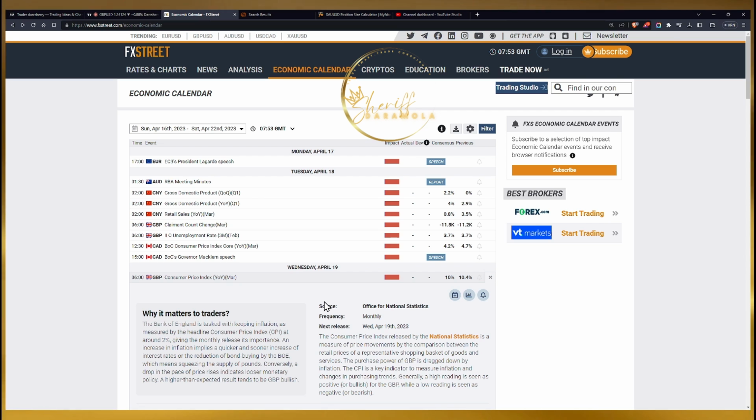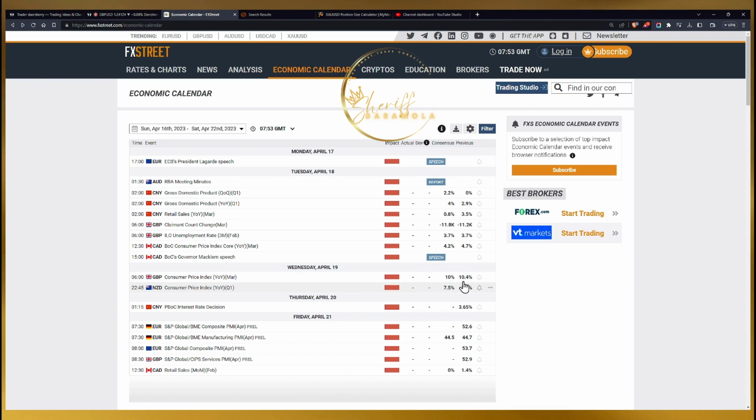And we have a data here. The previous data came in at 10.4%, and we have a consensus of 10% here. So we are going to be looking forward to that one too.